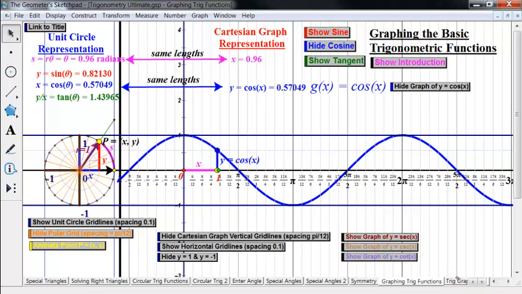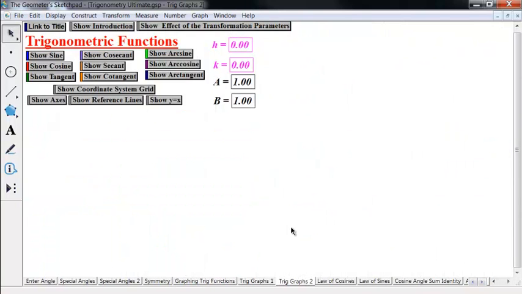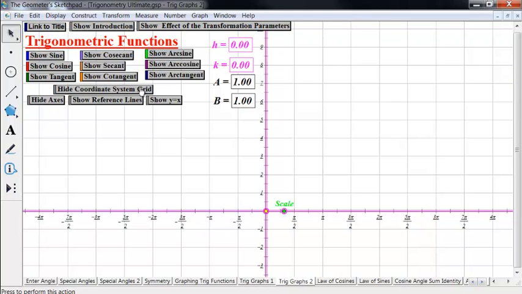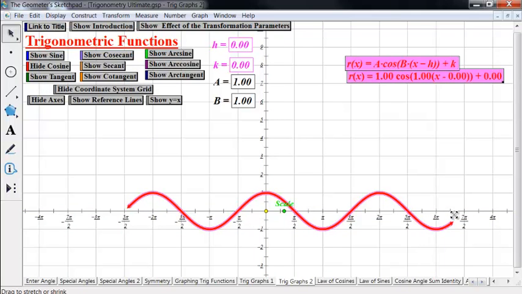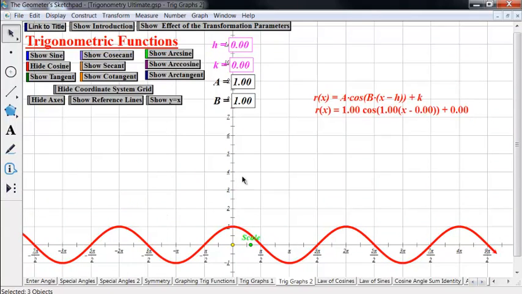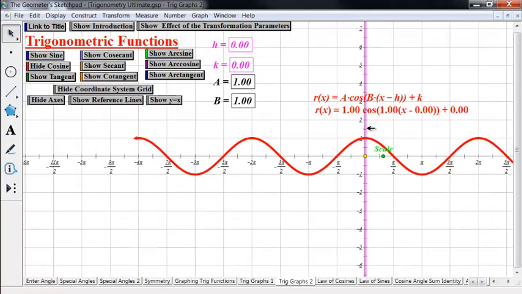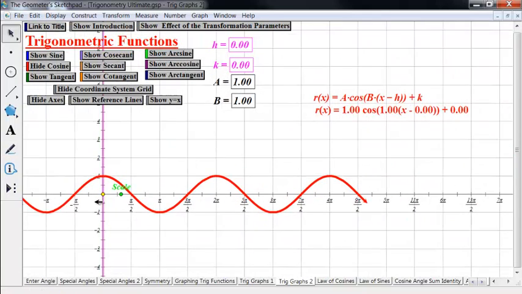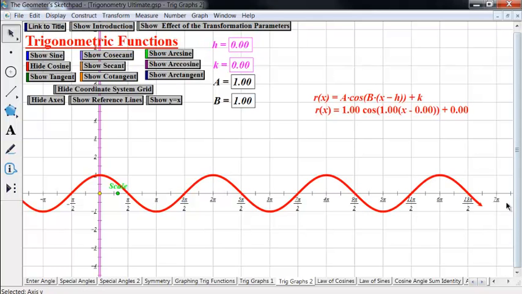So let me go over here. And let's see. First of all, show a coordinate grid. Let's put some axes on that grid. And let's graph cosine. So there's cosine. This actually goes on forever, both directions here. It just keeps going and going. I can drag this and make it finish graphing out. So it keeps going forever and ever as it keeps going out this way.